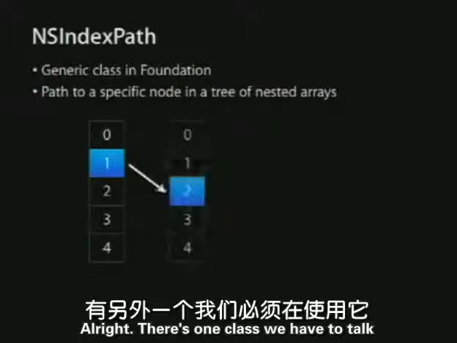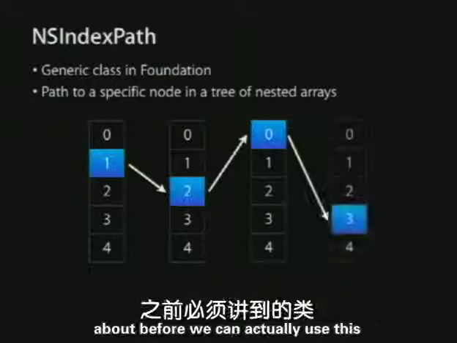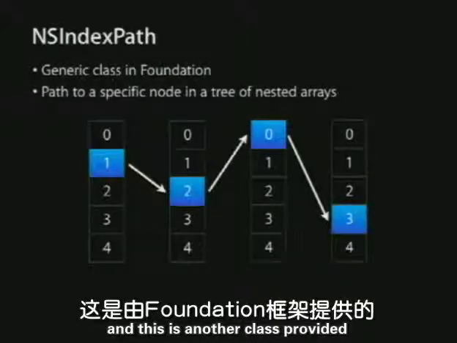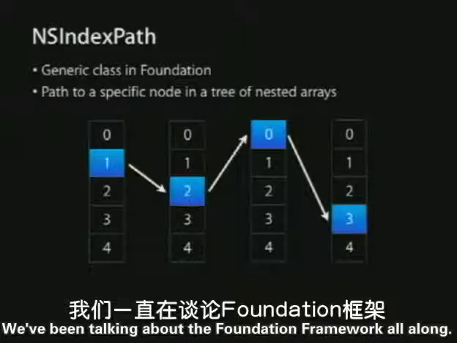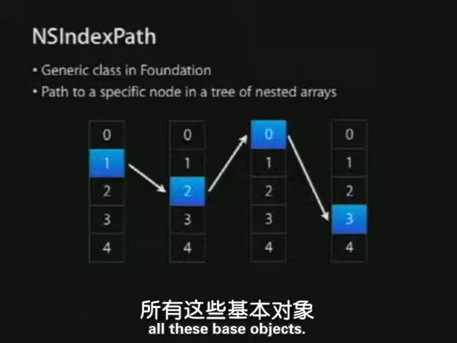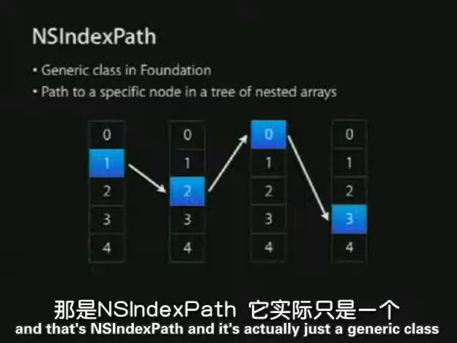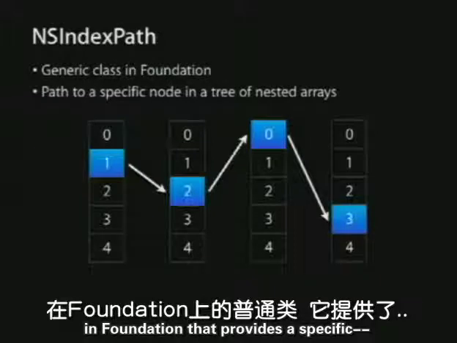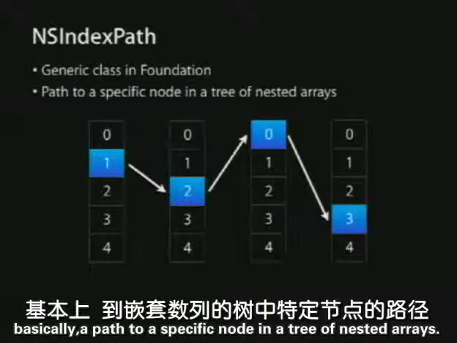All right. There's one class we have to talk about before we can actually use this. And this is another class provided by the Foundation Framework. And we've been talking about the Foundation Framework all along. It's the thing that provides NSArray, NSDictionary, all these base objects. There's another one we haven't mentioned, and that's NSIndexPath. And it's actually just a generic class in Foundation that provides basically a path to a specific node in a tree of nested arrays.